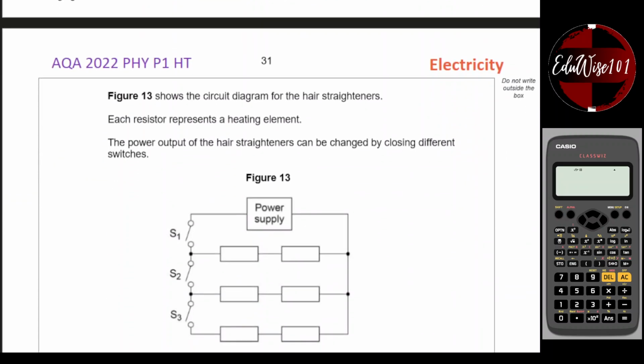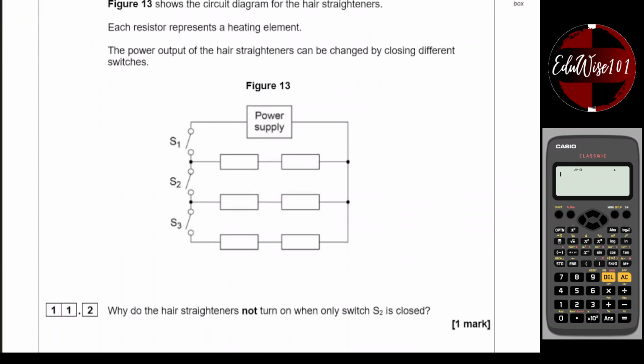Anyway, next part. Figure 13 shows the circuit diagram for the hair straighteners. Each resistor represents a heating element. The power output of the hair straighteners can be changed by closing different switches. So what you're seeing here is a parallel circuit, because there's branches. Now, if I label that as resistor 1 and resistor 2, these two are in series together. Resistor 3 and resistor 4 are in series to each other. Resistor 5 and resistor 6 are in series to each other as well.